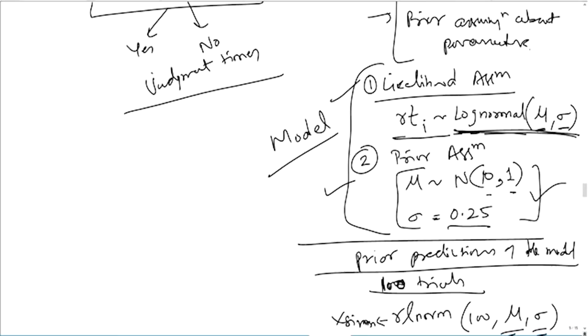Is that possible? No. Judgment times can't be that long. These are simple key press times, making some decision and pressing a key, so these are like reaction times. They would be around 300, 500, or maybe up to 1000.